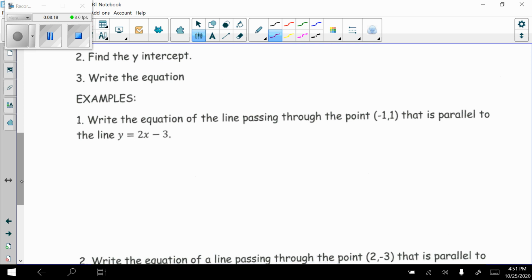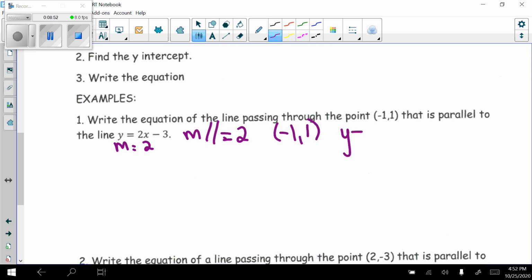The very first thing I want to do is find my slope. So my slope, that's going to be parallel to this line. So let's recall from a few days ago, parallel lines have what kind of slopes? The same slope. So if the slope in this equation that they give to me, y equals 2x minus 3, my slope is 2, what is my parallel slope going to be? Also 2. So now I have a slope, I have a point, -1, 1.